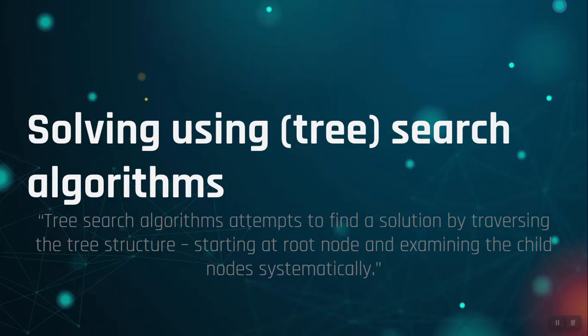Okay, so in creating our agent function for search problems, we will utilize search trees to create the solution, and we will use the state space graph to determine which actions are possible and what the probable resulting states are. Tree search algorithms attempt to find the solution by traversing the tree structure from the root node and examining child nodes systematically.